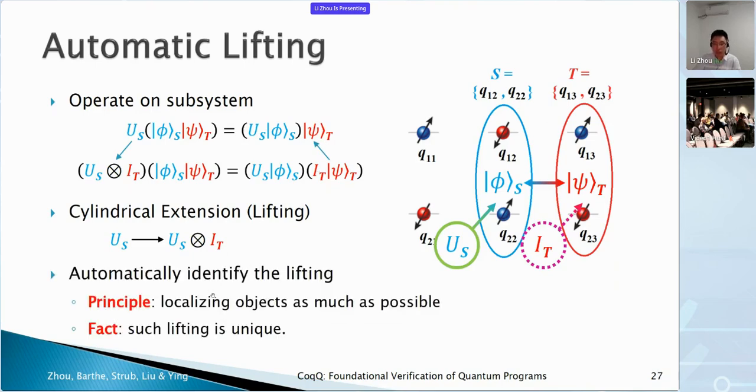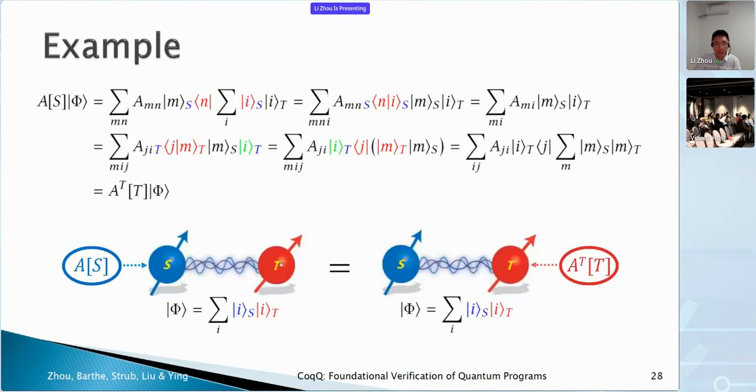If we follow the principle of localization objects as much as possible, that is, we lift the operators by tensoring the smallest identity operators to make the expression valid, then such a step can be automatically identified by the context since the lifting is unique. Here is an example that proves the fact that operating A on the first system of a maximally entangled state is the same as operating the transpose of A on the second system. Thanks to the label Dirac notation, the equational reasoning is in a local manner, and we only need to find out and rearrange the state and operator that lies and acts on the same subsystem.